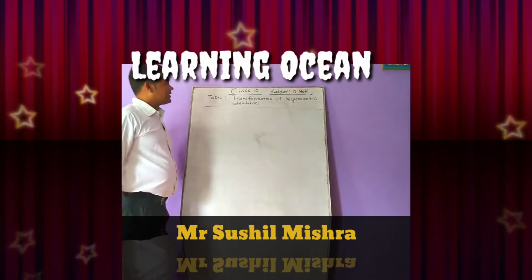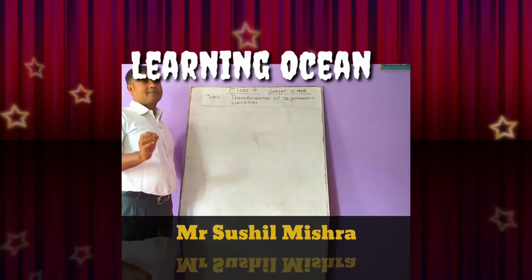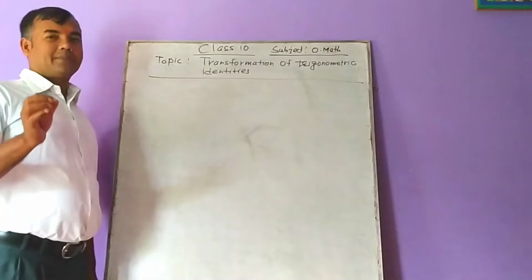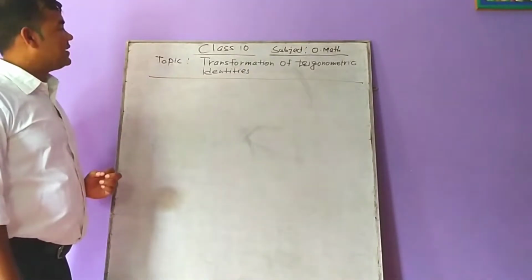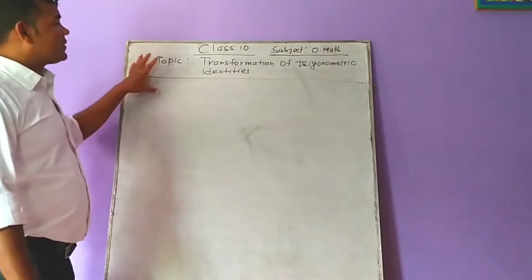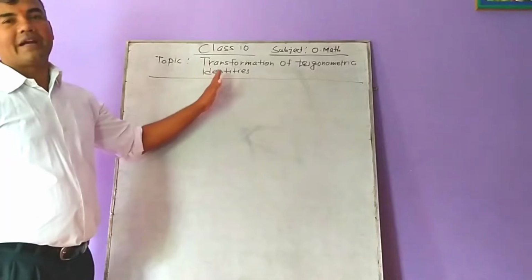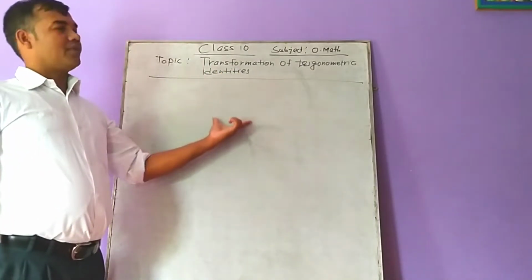Dear students, in the last two videos I have explained how to derive identities related to multiple angles and submultiple angles. Today's video is about how to transform various trigonometric identities into the short form.